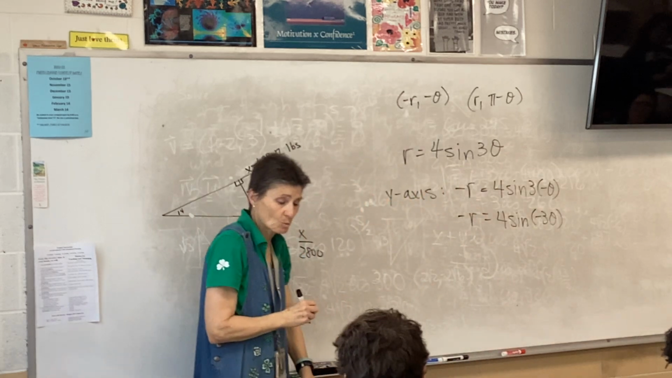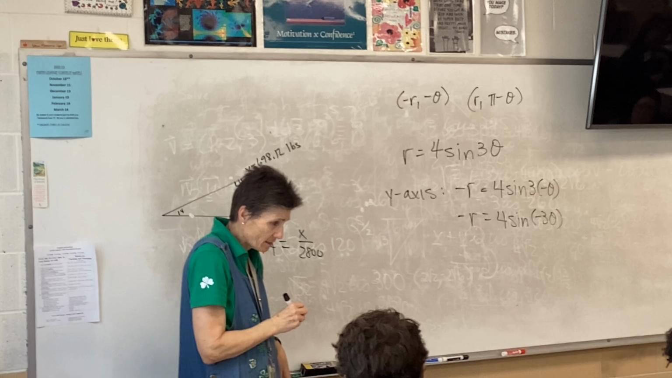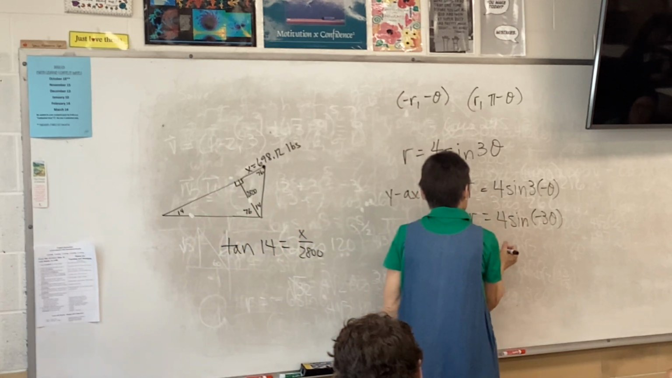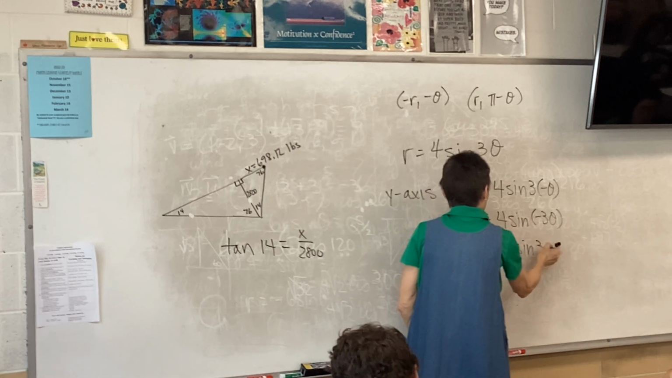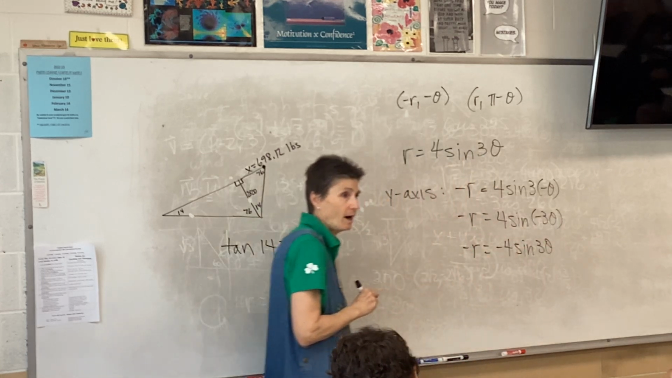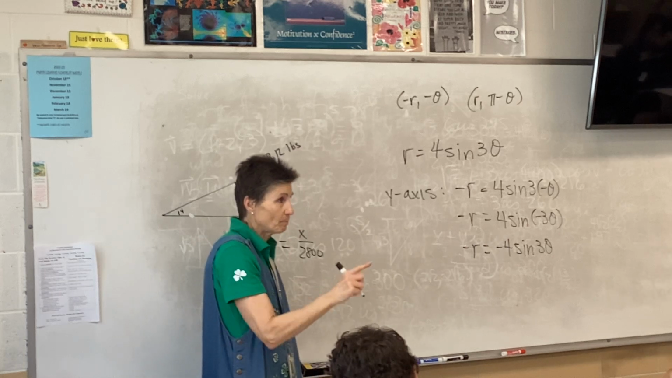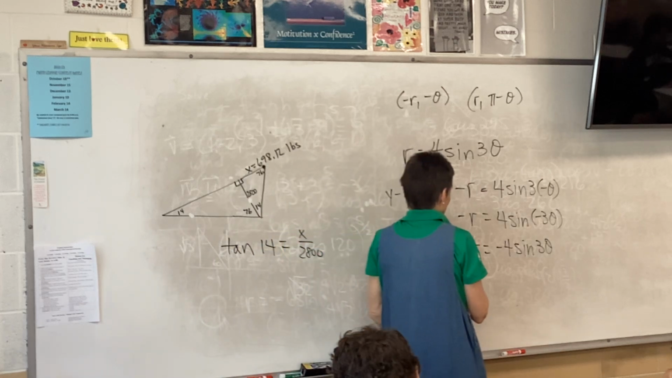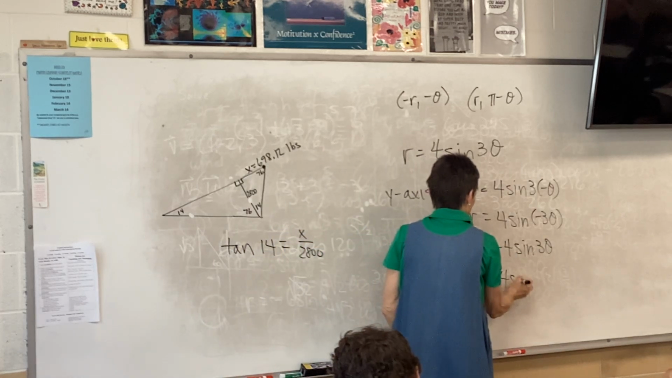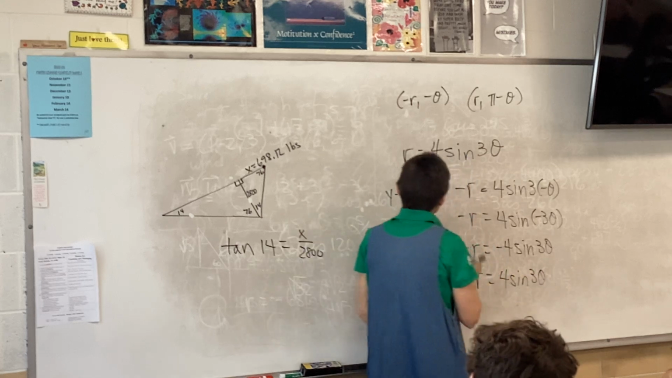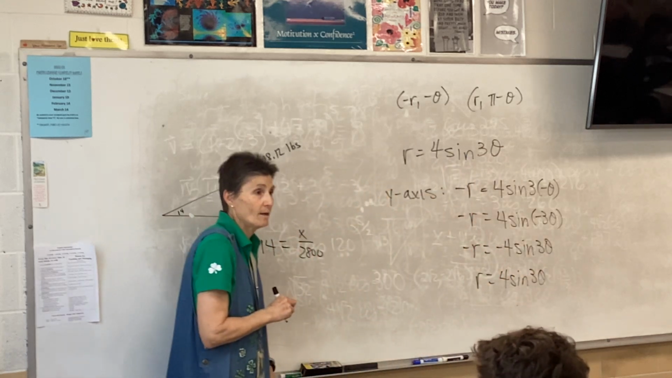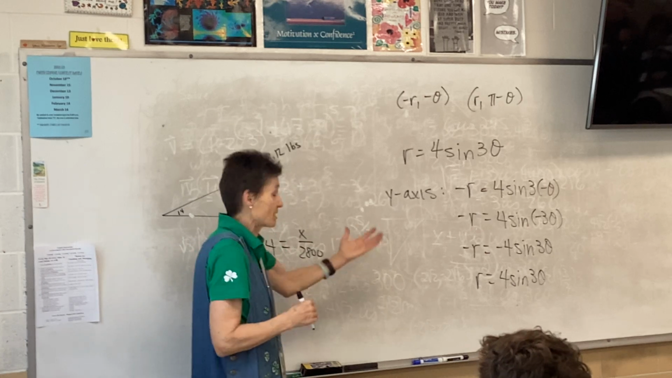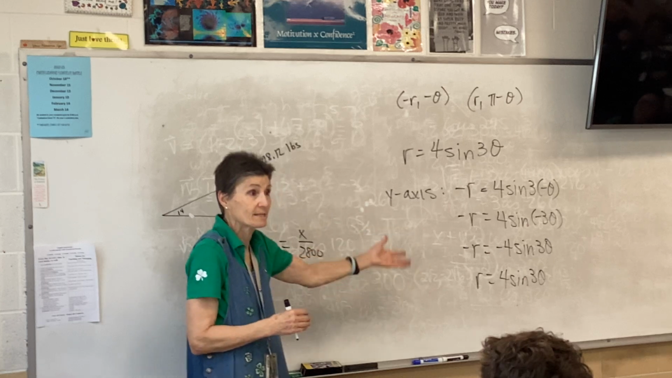And what happens when I take the sine of a negative? It goes to the front because sine is odd, and that's what it means to be odd. It means a negative input gives you a negative output. And then the negatives are going to cancel, and we end up with exactly the equation that we started with. So the answer, if it said, is it symmetric? The answer was yes. If it said, prove it's symmetric, there you just did it.